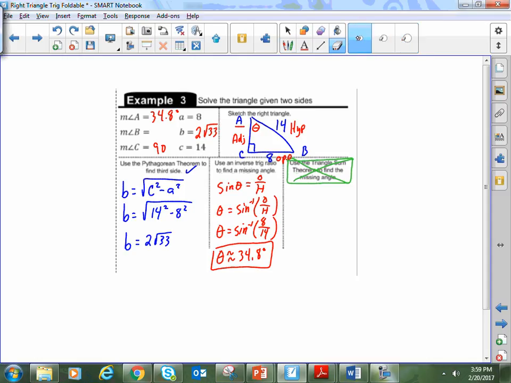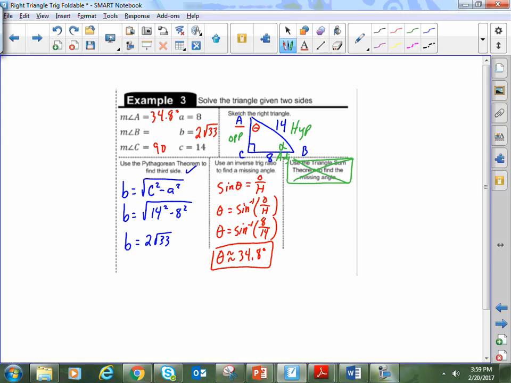So let me clean this up here. Let's erase that, and now let's go to a different symbol. Let's say alpha. Here, angle B, we're going to call alpha. From here, this would be the side opposite of the angle. This would be the side adjacent to the angle. And of course, the hypotenuse is still the hypotenuse.